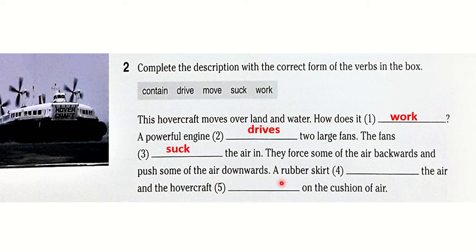A rubber skirt contains the air, and the hovercraft moves on the cushion of air, like the pillow. It's a big bag of air. Yes. So, as I told you, here, engine, we put an S here because it's singular. Skirt, singular, we put an S. Hovercraft, we put an S.